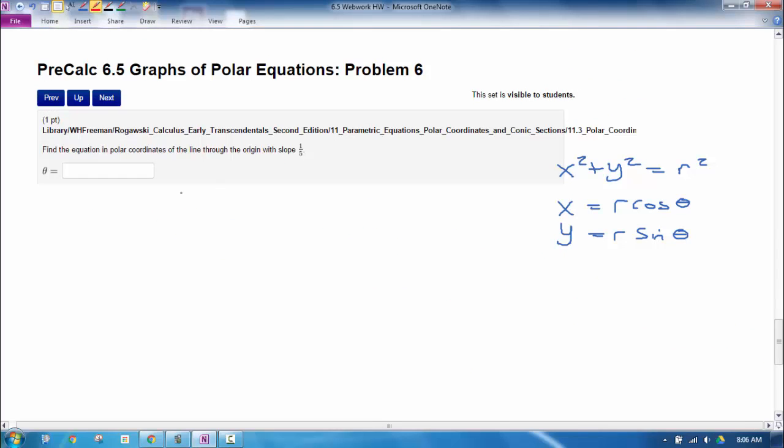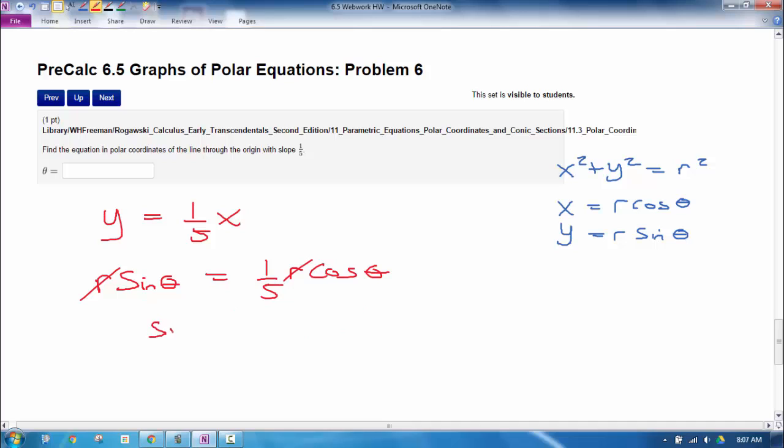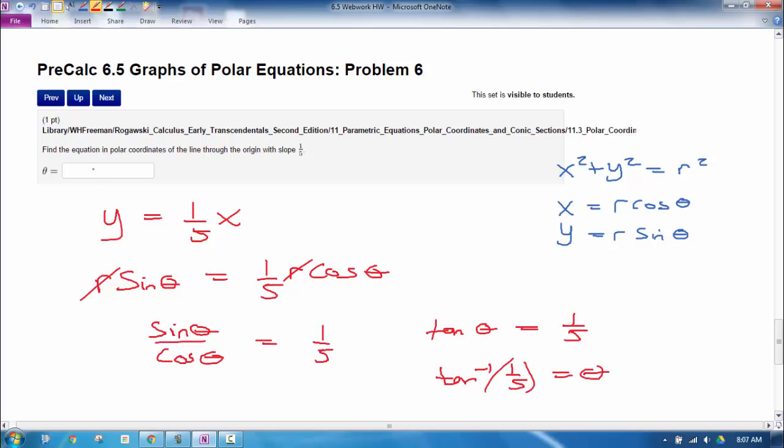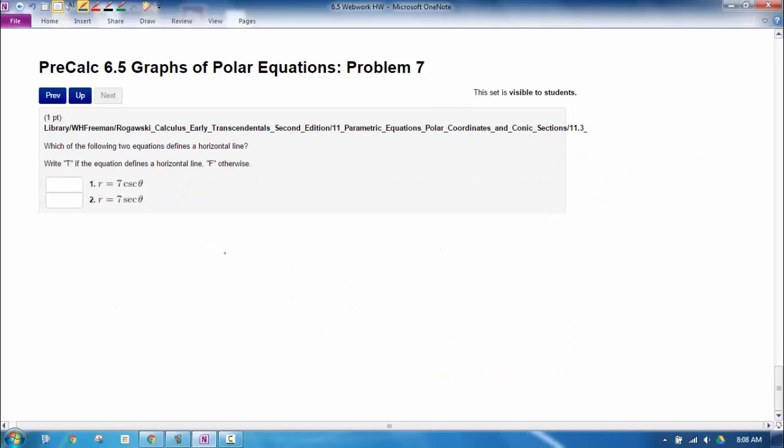All right, the next equation, I'm going to go the other way around. We want an equation with a slope of 1/5 that goes through the origin. We know that's this line. And then we can replace y with r sine of theta, and we can replace x with r cosine of theta. And the r's cancel, and I'm going to divide both sides by cosine. So I get sine of theta over cosine of theta equals 1/5. This is just tangent of theta equals 1/5. So I can do inverse tangent of 1/5 equals my theta, which is what they want right here. I'd write that as arctan with Webwork.